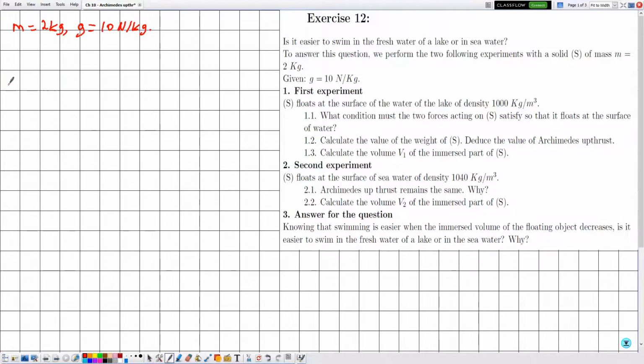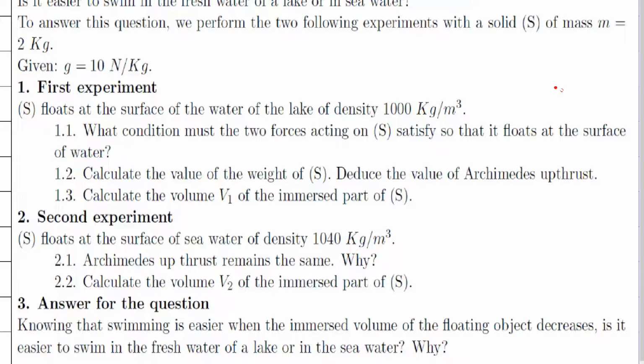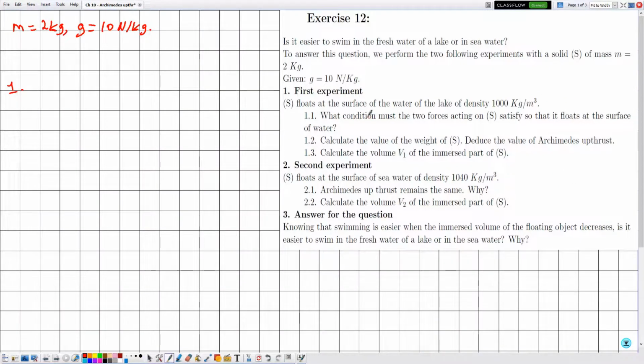So number 1, first experiment. S floats at the surface of the water of the lake of density 1000 kilogram per meter cube. So here S is floating at the surface of water, which means it is at equilibrium. So 1.1. So this is the density of the water of the lake. So let's write here that the density of the lake is equal to 1000 kilogram per meter cube.